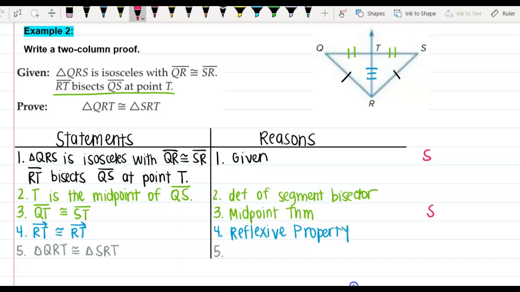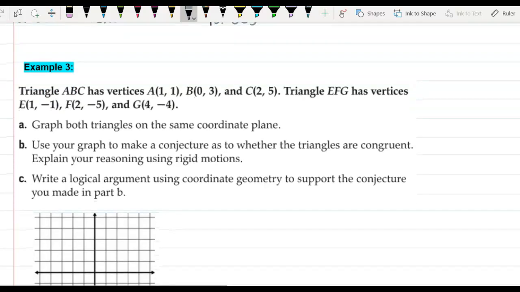Then we have another side. We have 3 things, which is great. And it would be side, side, side. All right, this next one I just want to talk about.